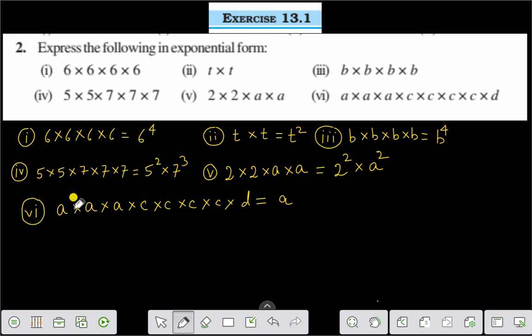How many a's are there? 1, 2, 3. The power will be a to the power 3. Next c, that is into c. How many c's are there? 1, 2, 3, 4. C to the power 4. And d. How many d's are there? Only 1. That can be written as only d. The a to the power 3, c to the power 4, and d.